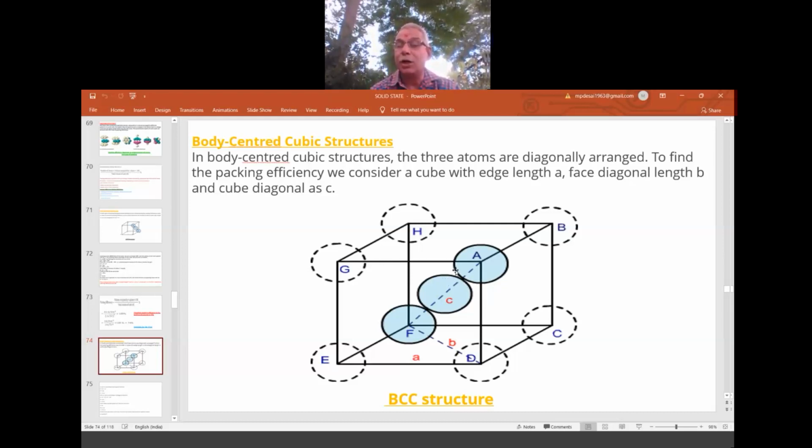Okay, so the contribution of this sphere is 1/8 once again. So 1/8 of 8, it is 1 only. So one sphere and one at the center, totally 2 spheres. So the number of particles for the BCC is 2: 1/8 of 8 and one full at the center.